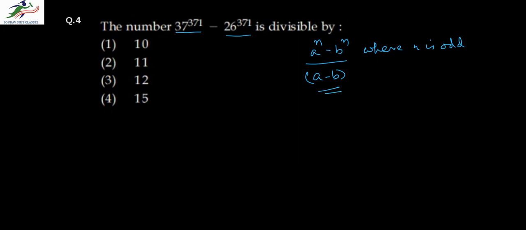Now we are given 37 to the power 371, which is odd, minus 26 to the power 371, which is odd, which will always be divisible by 37 minus 26, that is 11, and we see option 2 as 11, which is the correct answer.